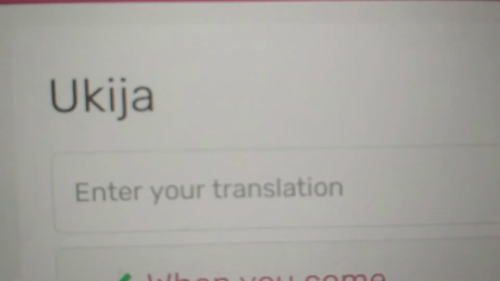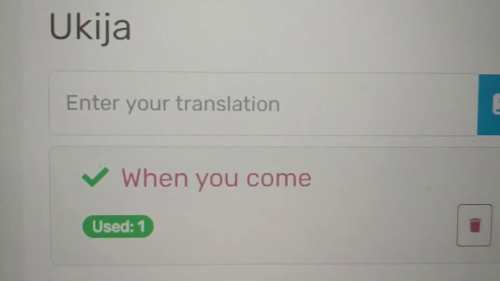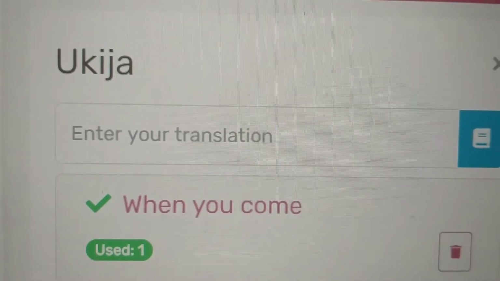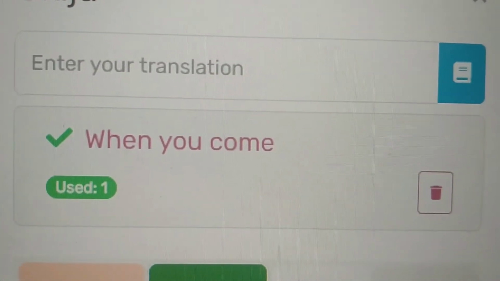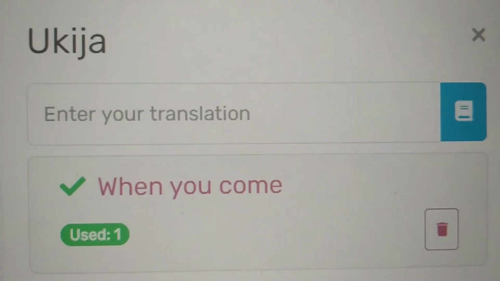So I learned that ki, when it's used here, means if, but I'm starting to realize a lot more that it's either if or when, and in different situations it can be used as either.